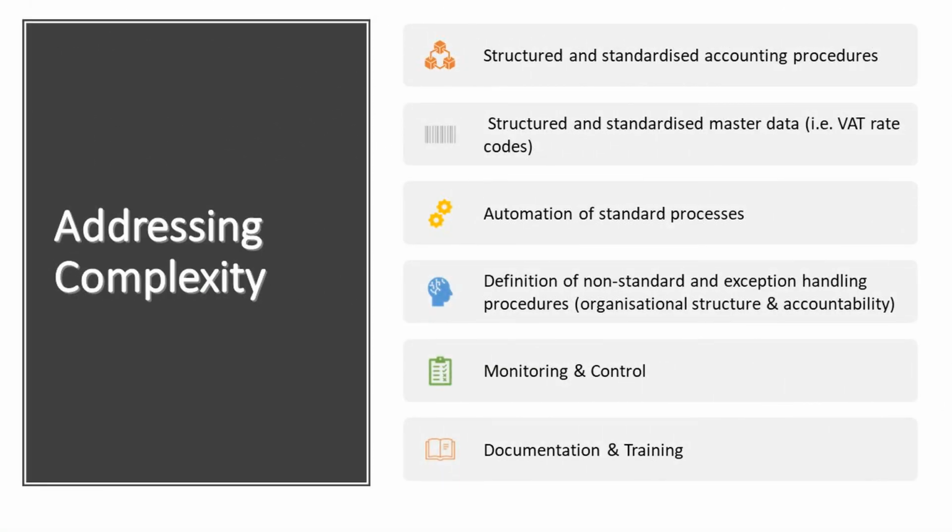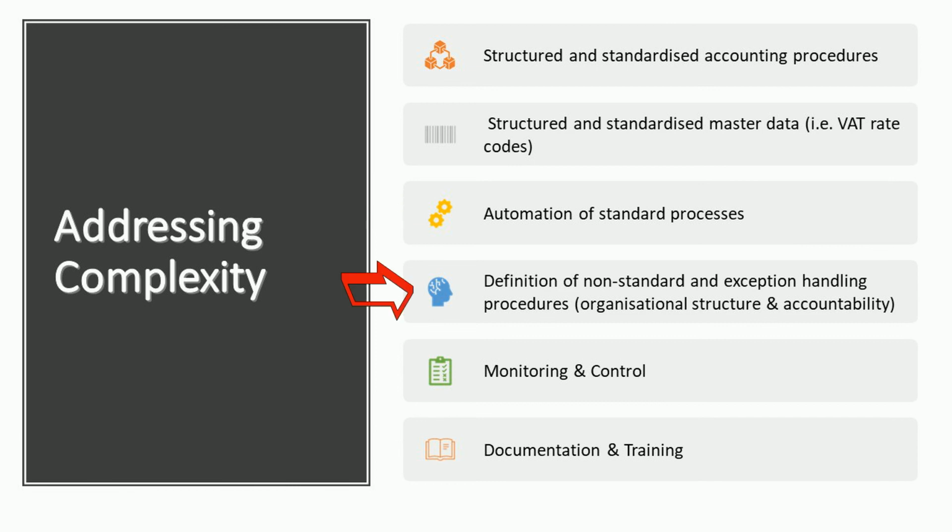But don't worry, here's some guidance to address complexity in VAT accounting. Structured and standardized accounting procedures help to better and easier understand balances in the general ledger. Structured and standardized master data helps avoiding mistakes and facilitates automation of standard processes. Automated standard processes help to identify exceptional transactions and focus on correct handling.